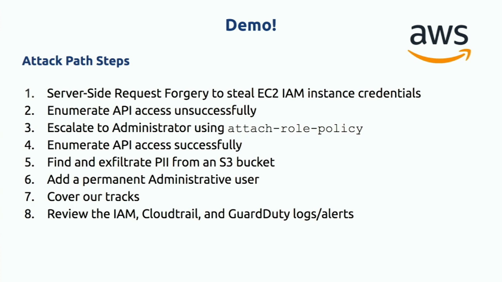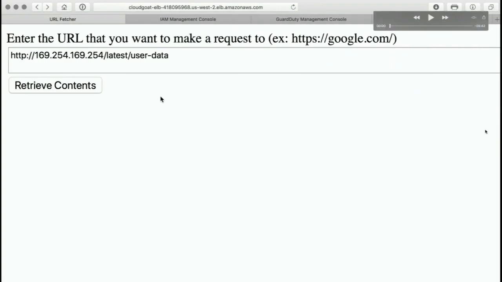So from an attack path perspective, this is what the demo is going to cover. We're going to have a server-side request forgery vulnerability on a web app. We're going to attempt to enumerate the API access unsuccessfully. We're going to escalate ourselves to admin. We're going to then enumerate successfully, exfiltrate some data from an S3 bucket, make a persistent user account that has administrator access, and then try to cover our tracks. And then we'll see what that looks like when it goes inside the environment.